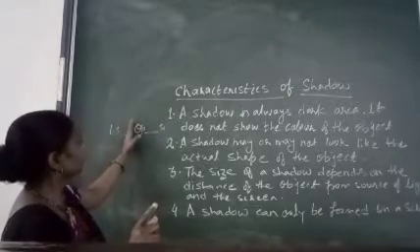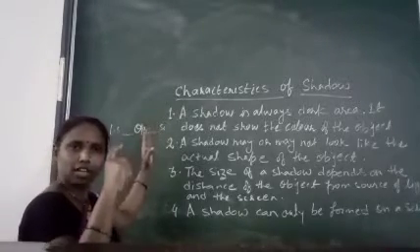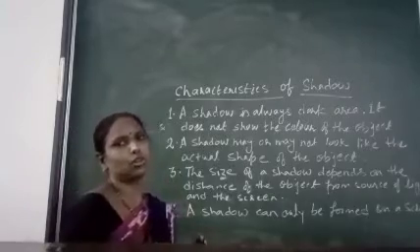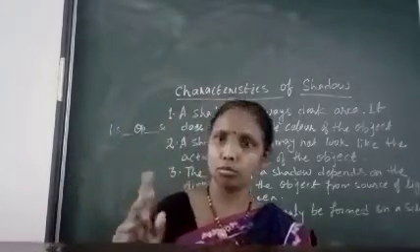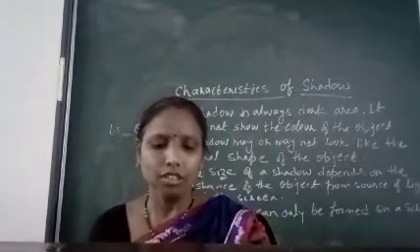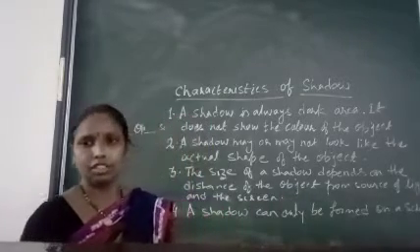Okay, if you take a big object close to the screen, the shadow will become smaller in size, and the shape and the edges of the shadow are going to be more clear, more sharp. Understand? Clear to everyone?